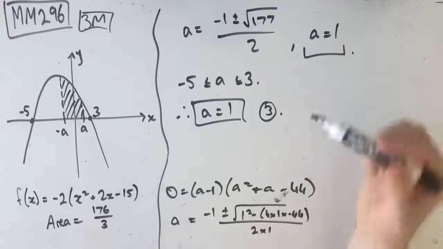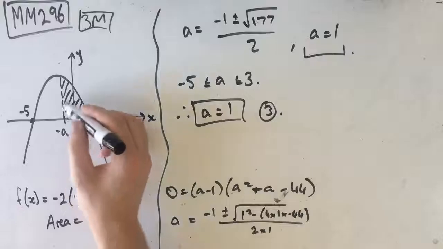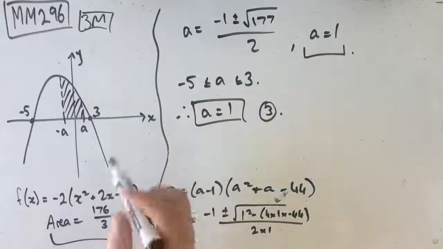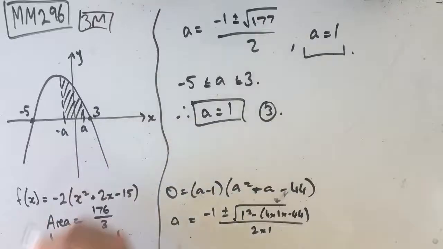But that's basically how you do this. So I'll just quickly run through what we did. So we got our area, which we knew in the first place. We equated that to the area under this curve from -a to a, and then we simply evaluated that and solved for a. So guys, that's it for this question.